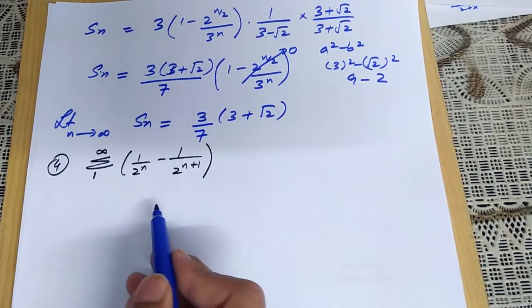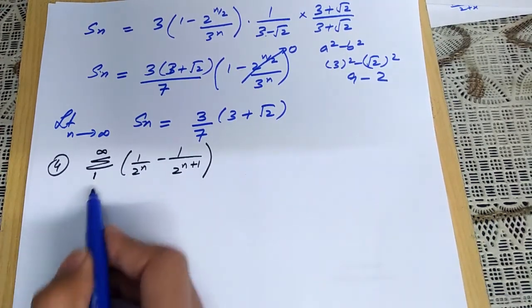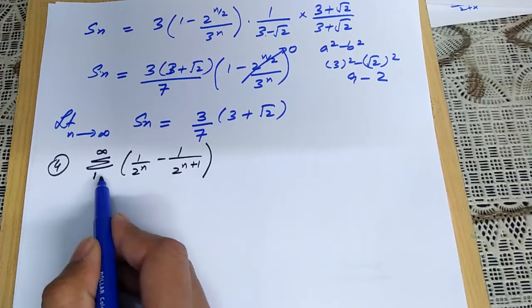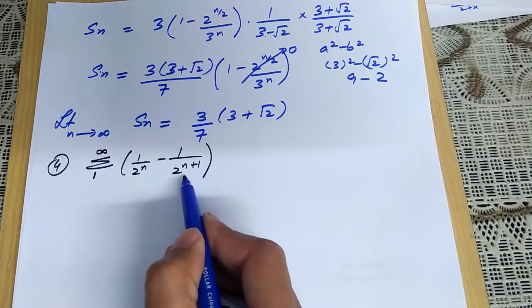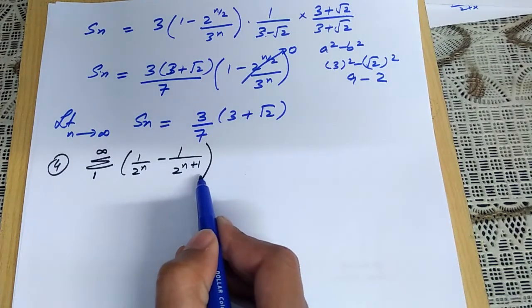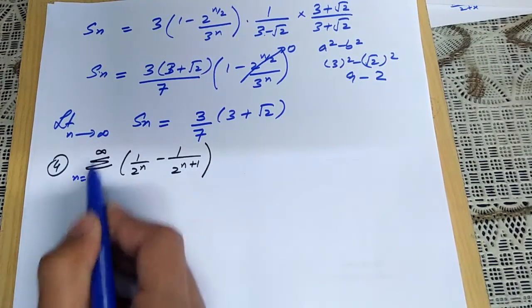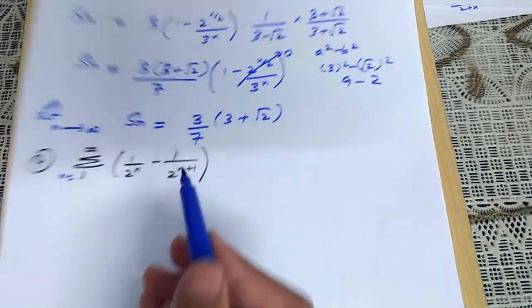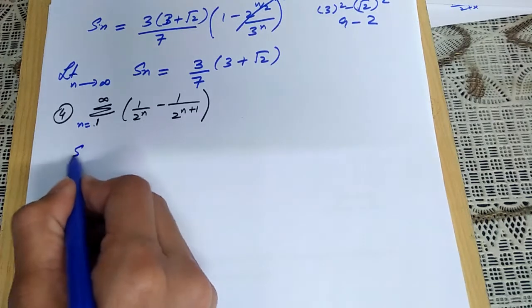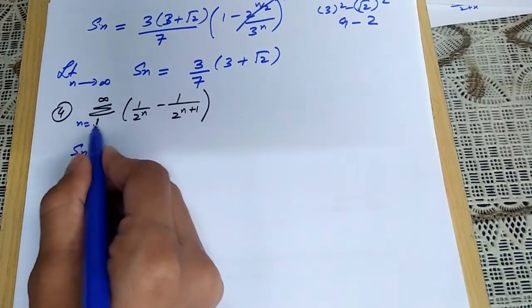Question number 4 of exercise 8.2. Given the series, the sum from n equals 1 to infinity of 1 over 2 raised to power n minus 1 over 2 raised to power n plus 1. If we put n equals 1 to infinity in the given series, we will get the sum of the series.